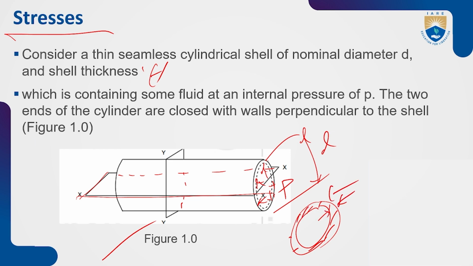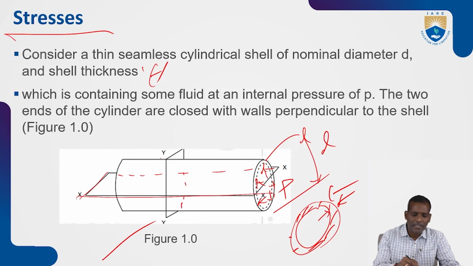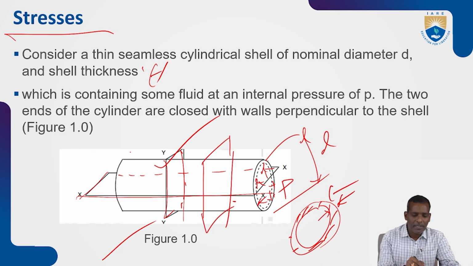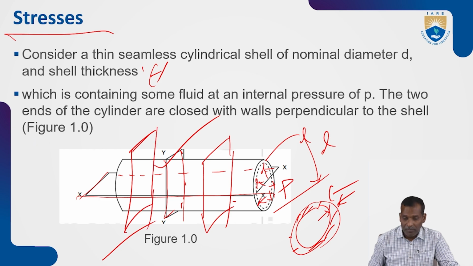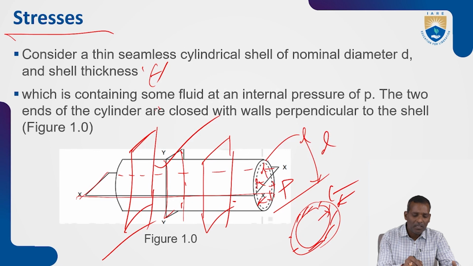So we shall consider a vertical plane YY which cuts the cylinder anywhere along the length. You can take it here or anywhere. We shall consider the left portion of the cylinder and see the nature and magnitude of the internal stresses acting on the section.